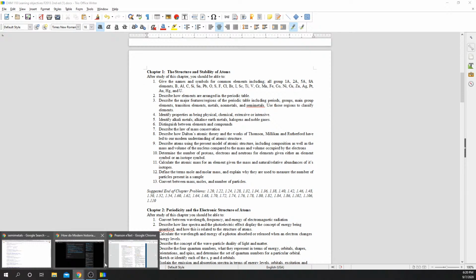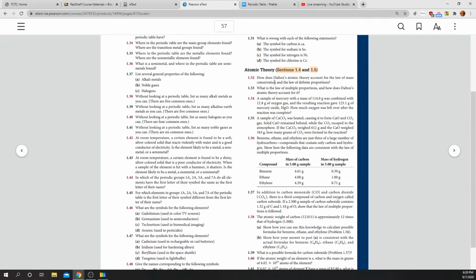52 and 54 coming next. How does Dalton's atomic theory account for the law of mass conservation and the law of definite proportions? That's an interesting question. I mean, the law of definite proportions is part of Dalton's atomic theory. It says that atoms of different elements can combine in whole number ratios to give new compounds with different properties. And it's called definite proportions because those ratios are always the same for those particular compounds.